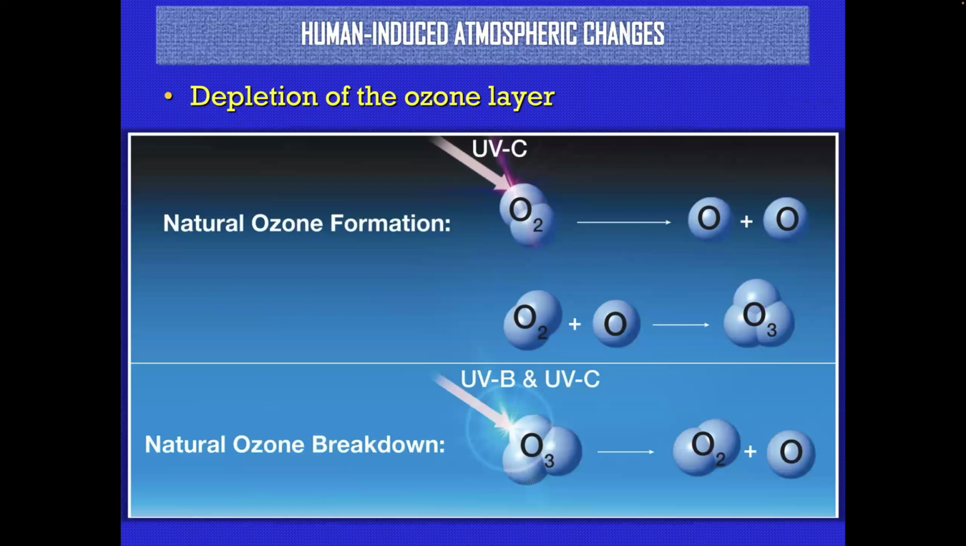So again, the depletion of the ozone layer. You have ultraviolet radiation. So how it naturally forms: you break up an oxygen molecule, O2, into O and O. One of those combines with O2 and creates O3. That's ozone. Now, when you naturally break it down, it does break down naturally using ultraviolet radiation, UVB and UVC. That naturally breaks it down into, again, O2 and O. So this would be the natural way of things happening.